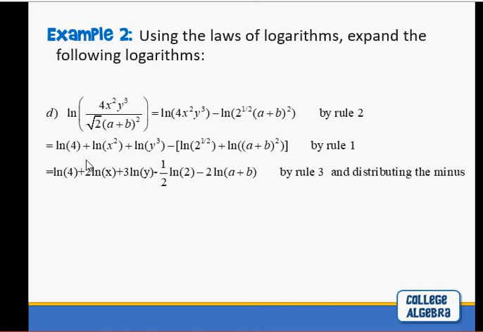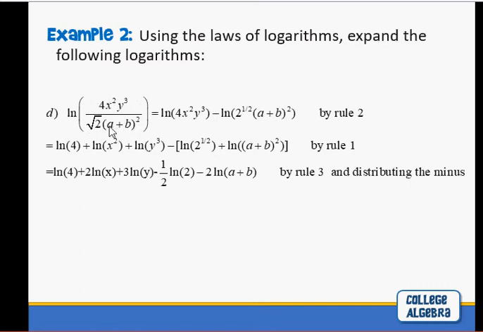So we got a natural log of 4, drop the power, 2 times natural log of x, drop the power, plus 3 times natural log of y, minus, drop the power, 1/2 natural log of 2, and when you distribute, minus, if you drop the power, 2 times natural log of a plus b. Okay? So if you look at this, you can do this in one step if you drop the powers.